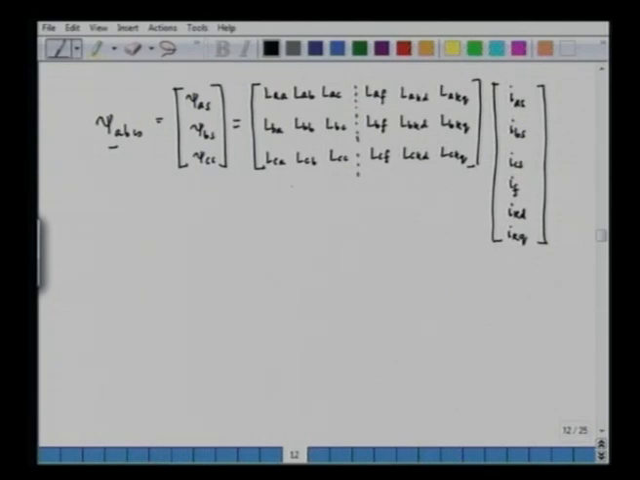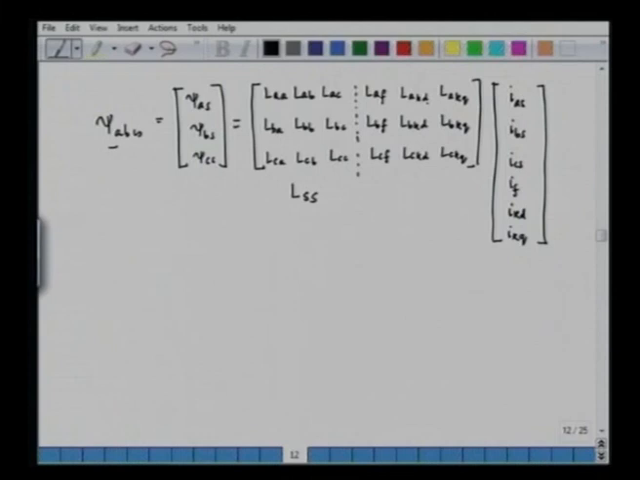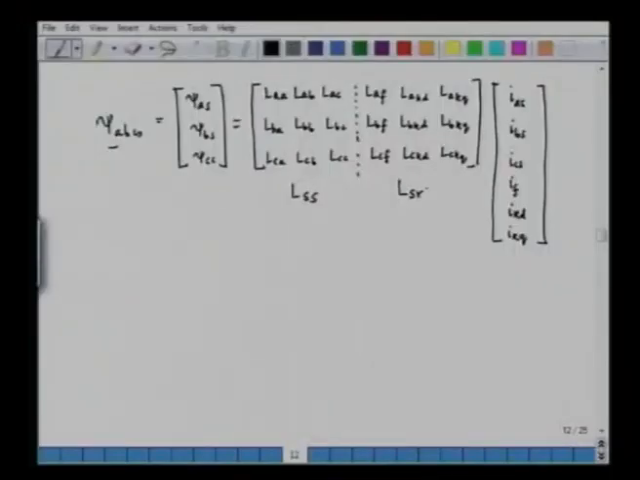This matrix is called LSS, the inductance matrix of the stator with respect to the stator, because LAA, LAB, LAC are basically the inductance of the stator winding with the stator windings. But LAF, LAKD and LAKQ represent the mutual inductance between the stator and the rotor. We call this part LSR. So, this inductance is LSS and this inductance is LSR.